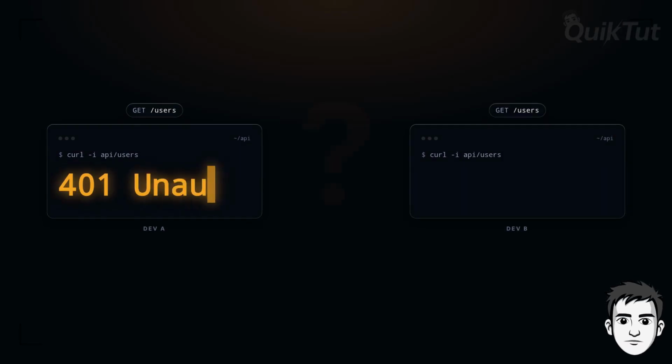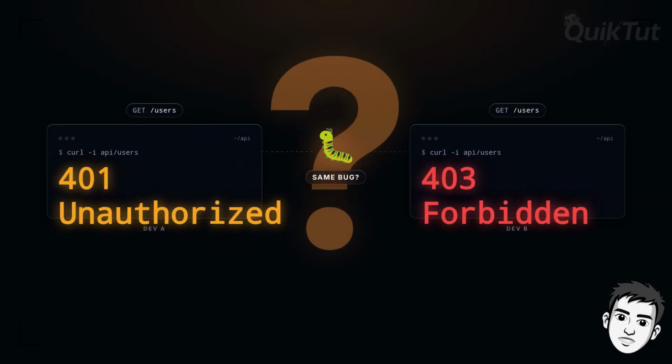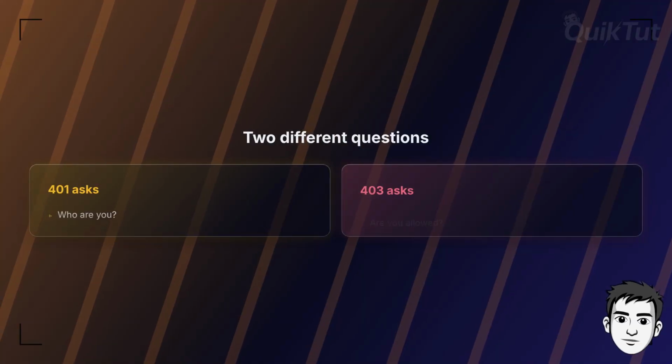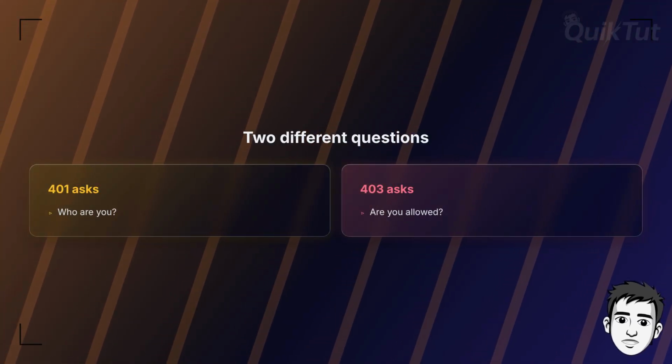Two devs hit the same bug. One sees 401, the other sees 403. Both think it's the same problem. It's not. Those codes answer two completely different questions.